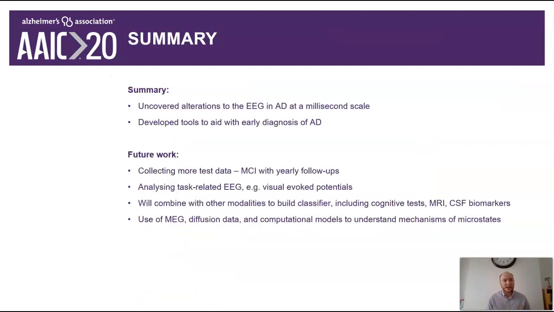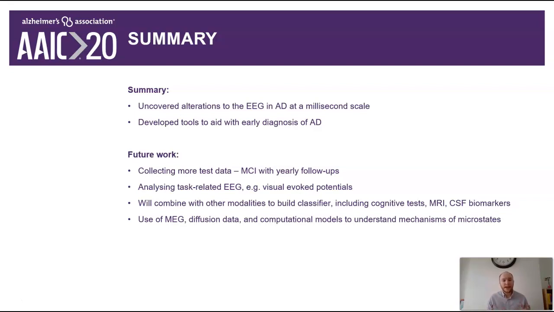So it's very exciting. So in summary, we uncovered alterations to the EEG in Alzheimer's disease at a millisecond scale. We developed new tools to aid with the early diagnosis of Alzheimer's disease. And future work will involve collecting more test data, specifically more MCI participants with yearly follow-ups. It will involve analysing task-related EEG, visual evoked potentials. It will combine with the other modalities to build the classifier, including cognitive tests, MRI, and CSF biomarkers.